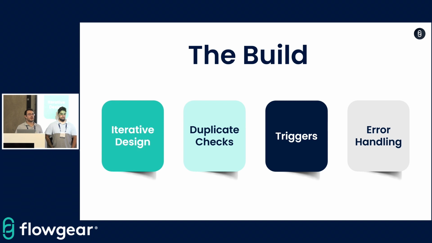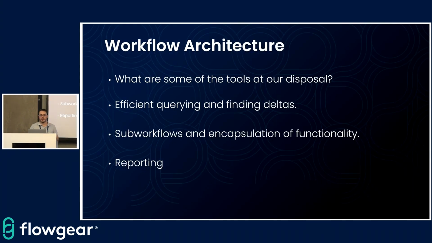We have duplicate checks as well that we're looking at, so how do you not process the same thing again the second time? What we showed you previously would obviously do exactly that. We can touch on triggers again, but we mostly did already tell you guys what that looked like. And then error handling, which is very important. So what do you do in the event of an error and what those errors might look like? Then after that, we'll touch on some workflow architecture, so what are additional tools at our disposal, what they look like. Efficient querying and finding of deltas, so we'll show you what it looks like to actually determine when data is new and should be processed, and then also sub-workflows and encapsulation of functionality, and some reporting.